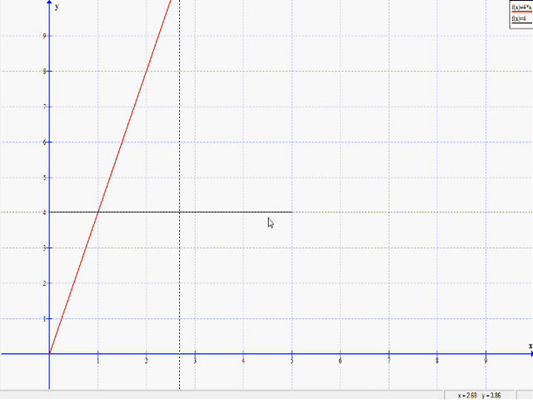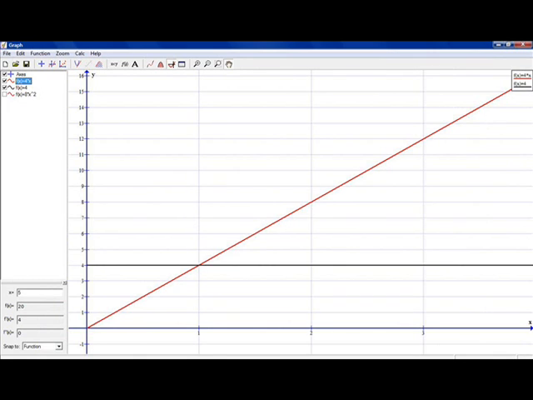You can be asked to solve where these two functions are equal to each other. We can see they cross over where 4x equals 4, and that's at x equals 1. So that's about it for this. We'll move on to the next one.